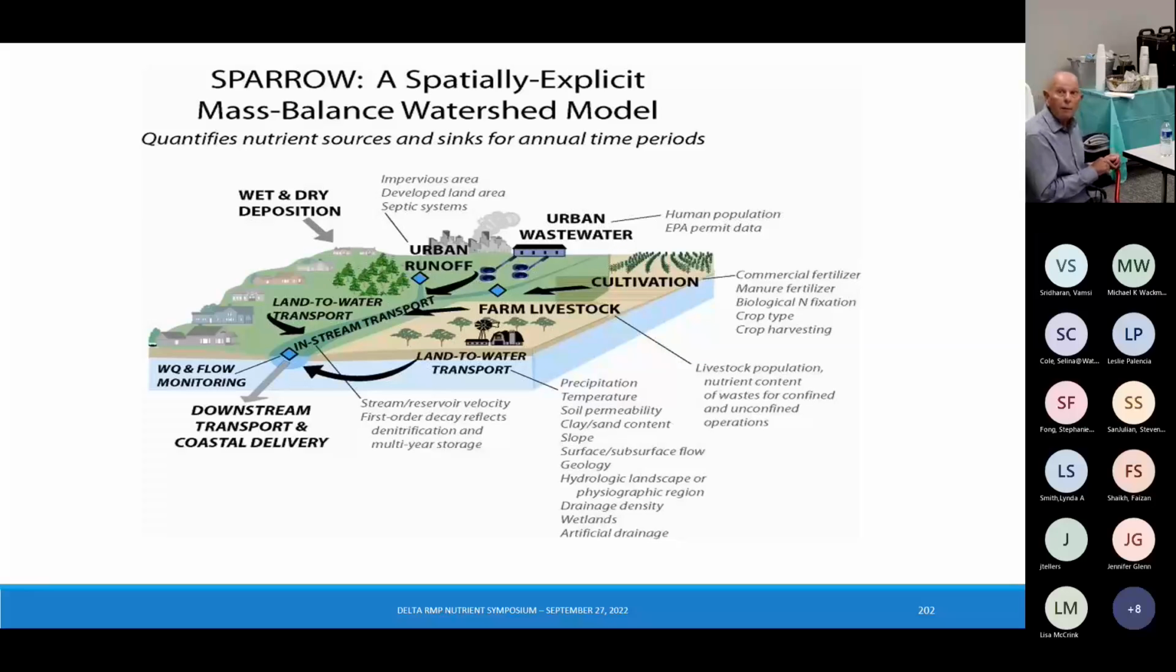All right. And then these different terms like geology, geohydrological factors will help us in our land to water transport, and the climate data, temperatures in the stream, depth of the stream, how long the water is in the stream will help with our downstream transport to reservoirs and estuaries.